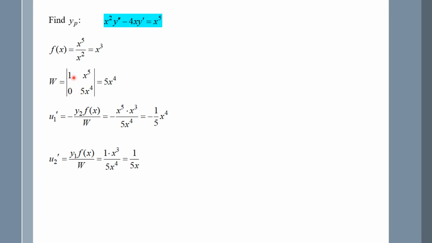When you differentiate 1, you get 0. Differentiate x to the 5, you get 5x to the 4th. Now evaluate the Wronskian using the formula ad minus bc. So the Wronskian is just equal to 5x to the power of 4.